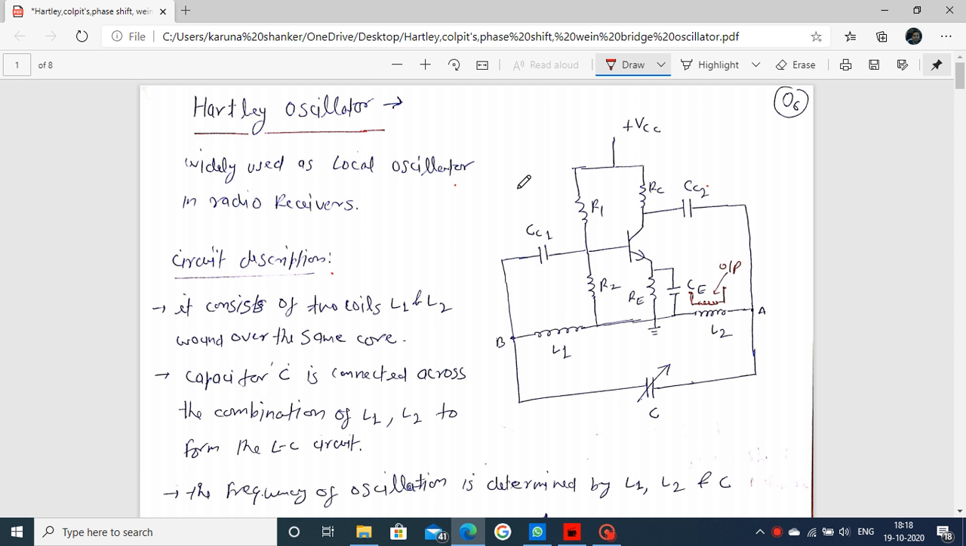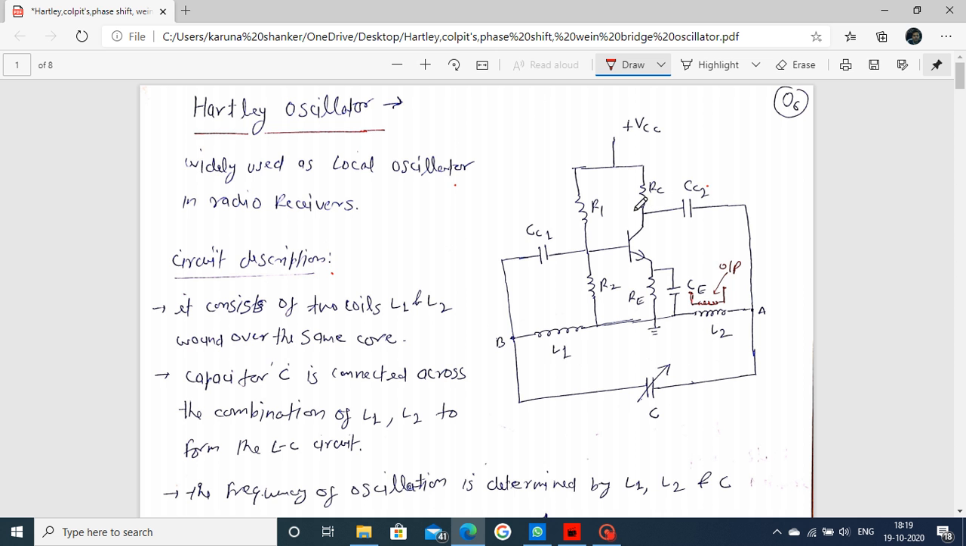Next topic is the Hartley oscillator. This is one kind of oscillator. We have already seen the different types of oscillators, such as the tuned collector oscillator, and next is the Hartley oscillator. Next one is the Colpitts oscillator, then we see the Wien-Bridge oscillator, the phase shift oscillator, and the last is the crystal oscillator. Now focus on the Hartley oscillator.